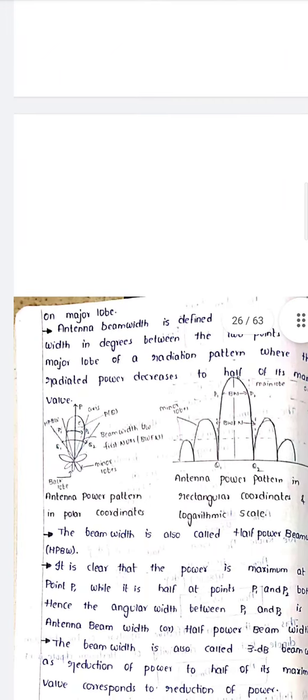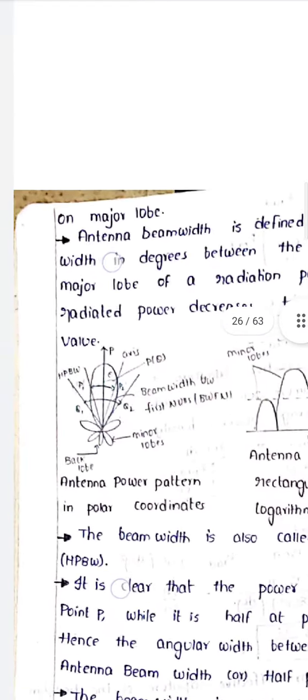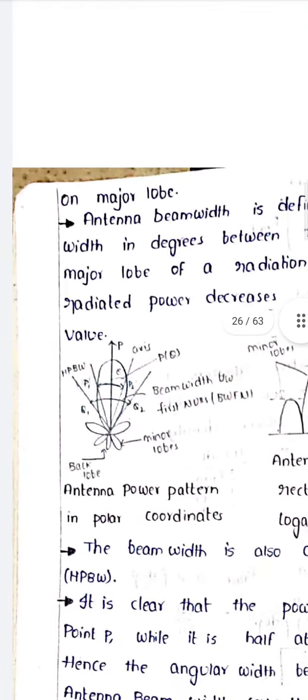Antenna beam width is defined as the angular width in degrees between the 2 points on the major loop of a radiation pattern where radiation power decreases to half of the maximum power radiated. Okay, so this is the antenna power pattern in polar coordinates.